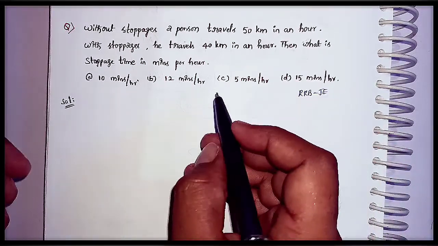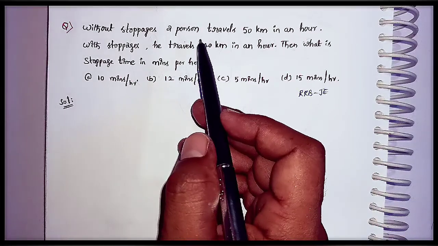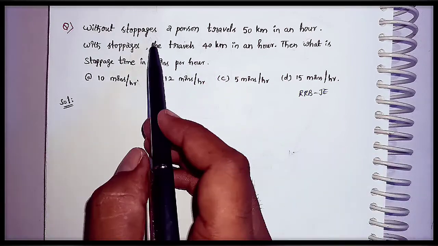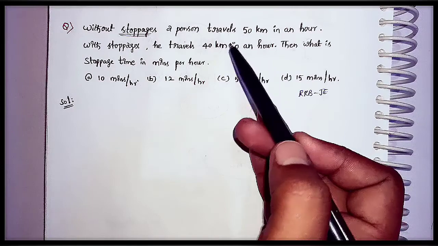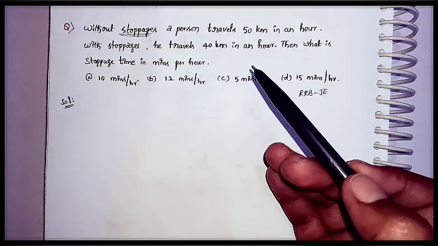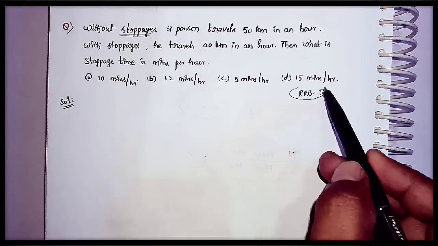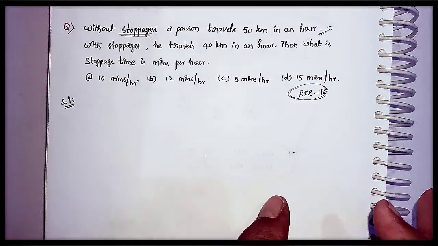Here you have to see that the questions they ask are related to the type of exam. In this question he is asking about a person traveling without stoppages, just as trains travel with stoppages at stations or without stoppages. Based upon the type of exam they will ask the questions, but the model and the concept are the same.